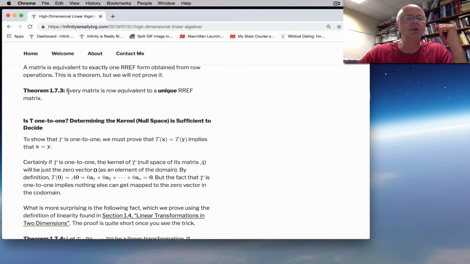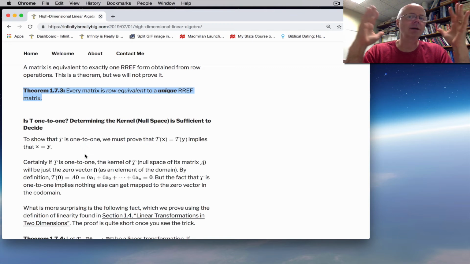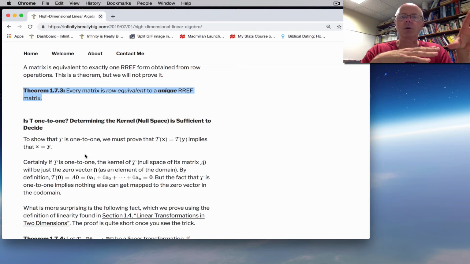Turns out that every matrix is row equivalent to a unique RREF matrix, and that's actually a pretty important thing. If you've got a given matrix, augmented or not, and you do row operations to reduced row echelon form, you're going to get the same answer no matter what you do, as long as you don't make a mistake. It doesn't matter the order that you do the row operations in.